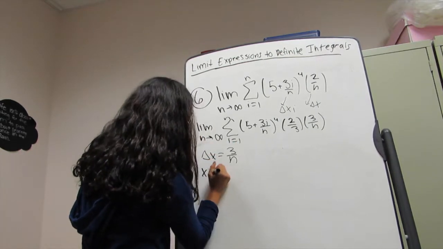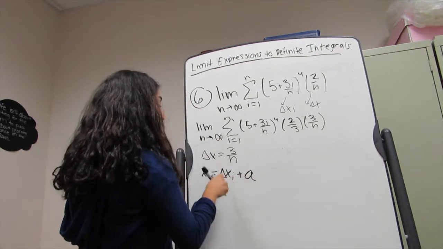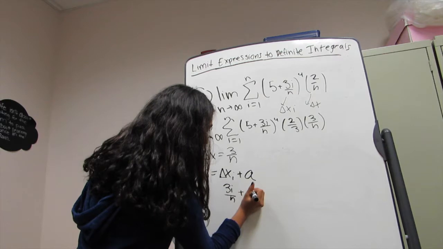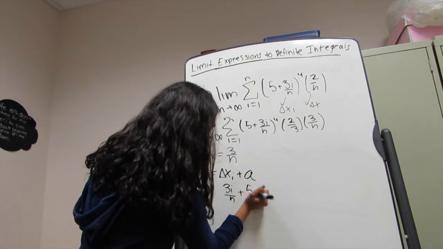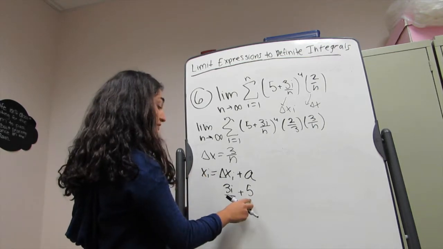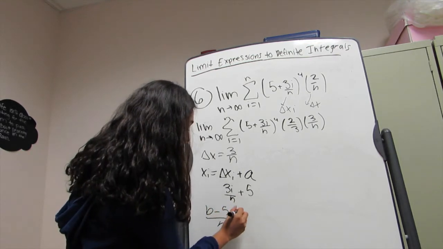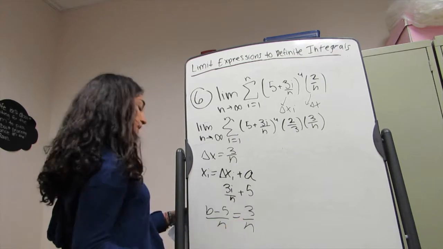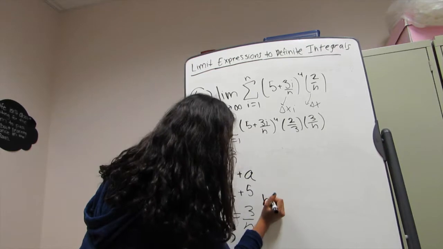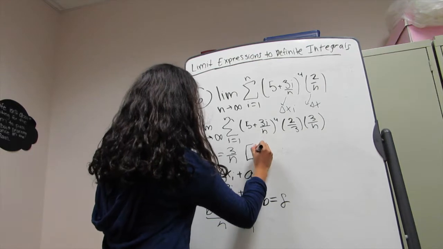Since x sub i is change in x i plus a, and our change in x i is 3i over n, and the a is 5, we know that we must have a value b such that b minus 5 over n is equal to 3 over n. So the answer for b would be 8 to satisfy this expression. So therefore we know that our domain is from 5 to 8.